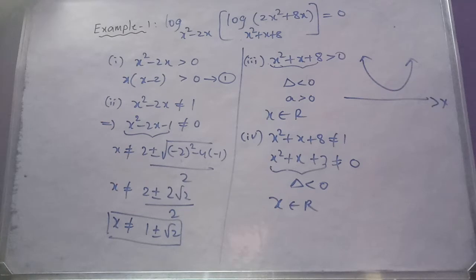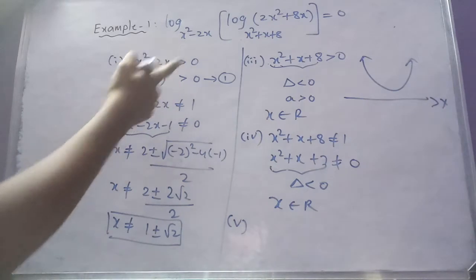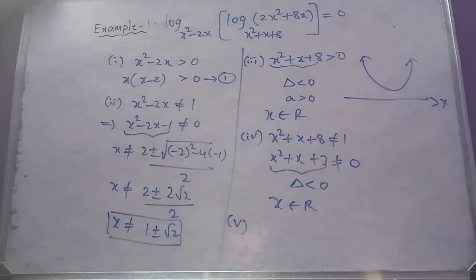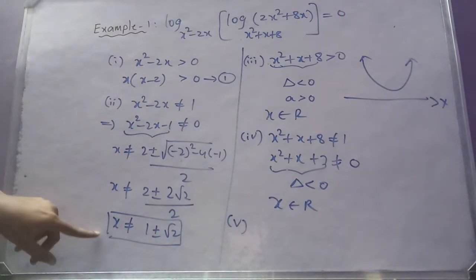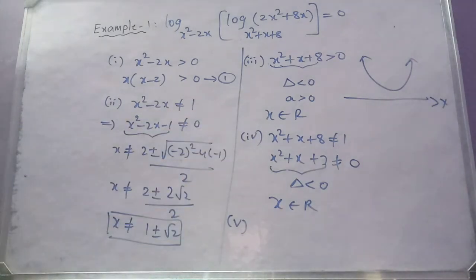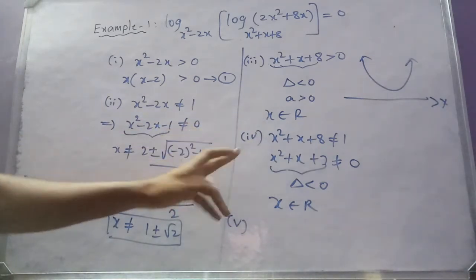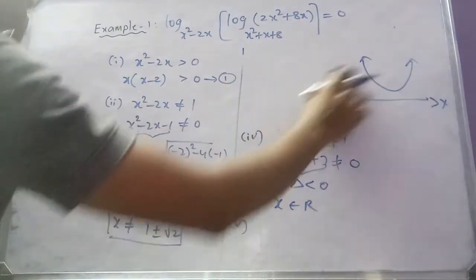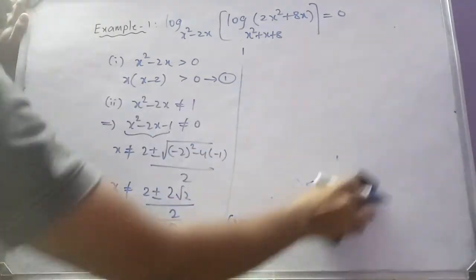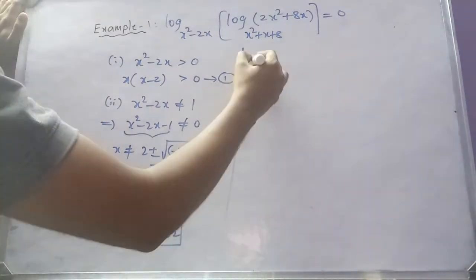Okay, next, finally, the fifth equation. You are supposed to convert it into exponential form and solve it. So let us convert it into exponential form. Remember the first condition and the second condition, because for the third and fourth, x belongs to R. We don't have to worry about the third and fourth conditions because x can be any real number. So let us look into the fifth condition.